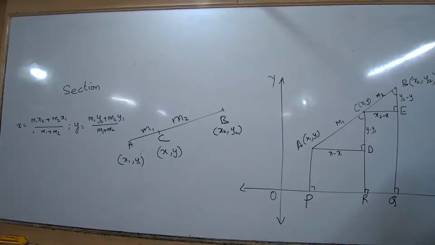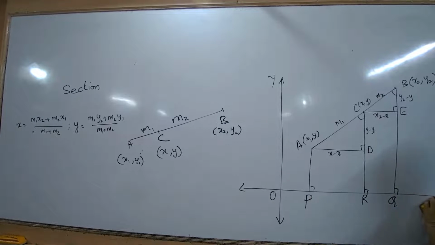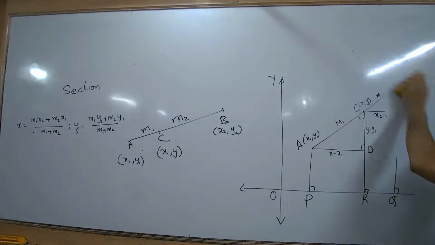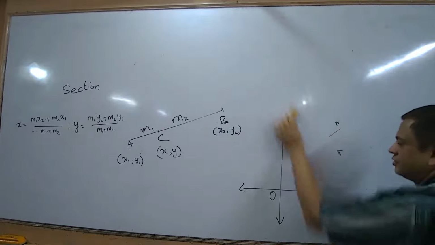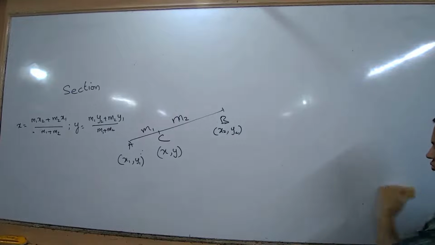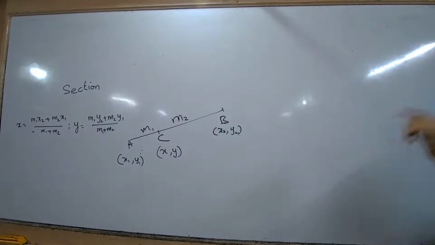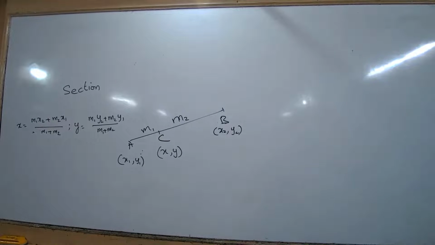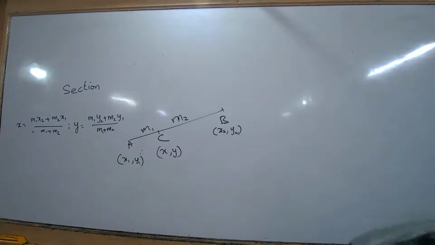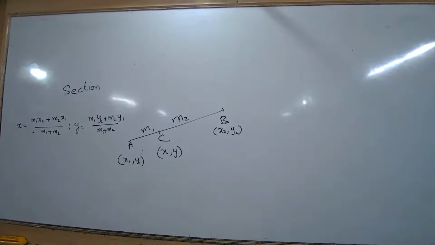Is it clear? This formula is called which formula? Section formula. Without looking at the board, can you tell? Look at this side, then tell.